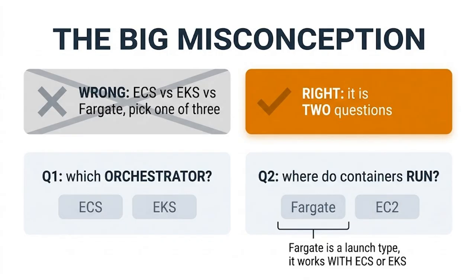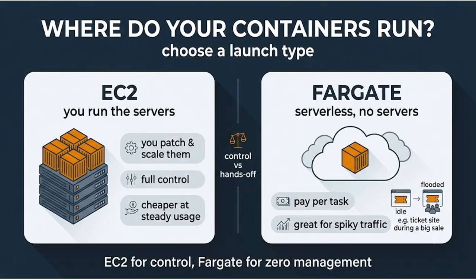Question 1, which orchestrator runs the show, ECS or EKS? Question 2, where do the containers actually run? That second question is where Fargate lives. So you don't choose between ECS, EKS, and Fargate, you choose an orchestrator and a way to run it. So let's answer that second question.